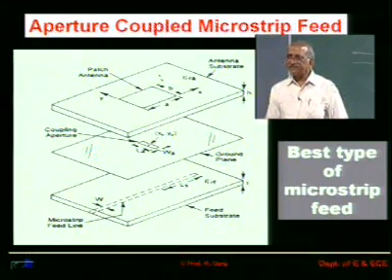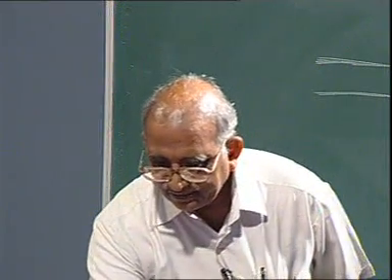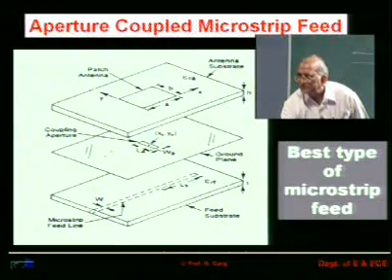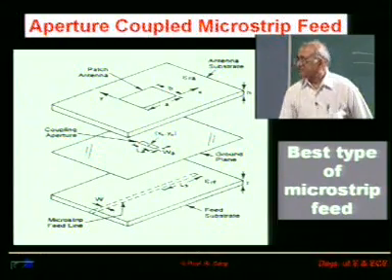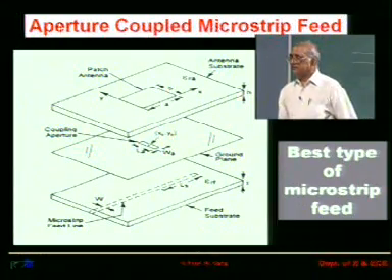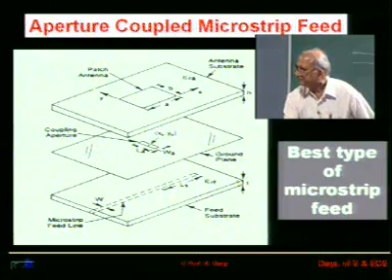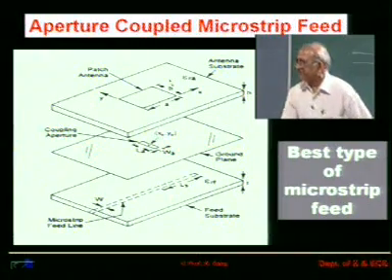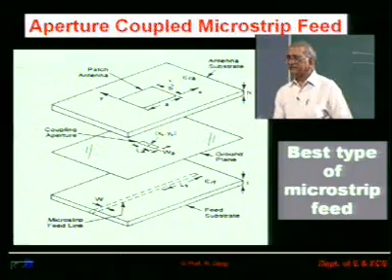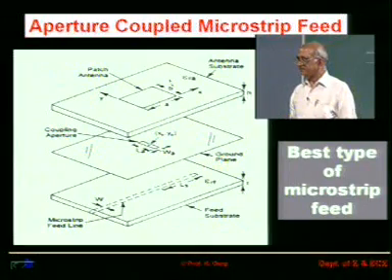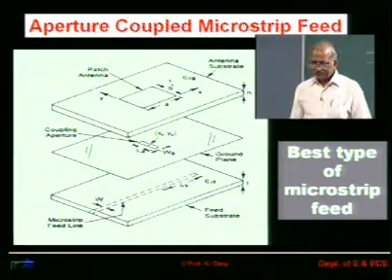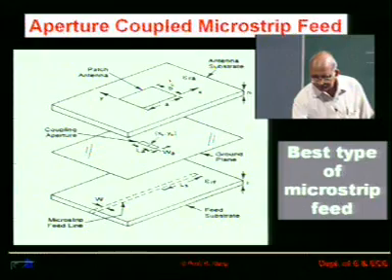The advantages with this type of feed is that here you have the feed portion which is on one side of the ground plane, and the antenna is on the other side of the ground plane. So, any radiation from the feed gets isolated from the radiation from the patch antenna. So, the radiation from the feed does not corrupt your radiation pattern. Okay.